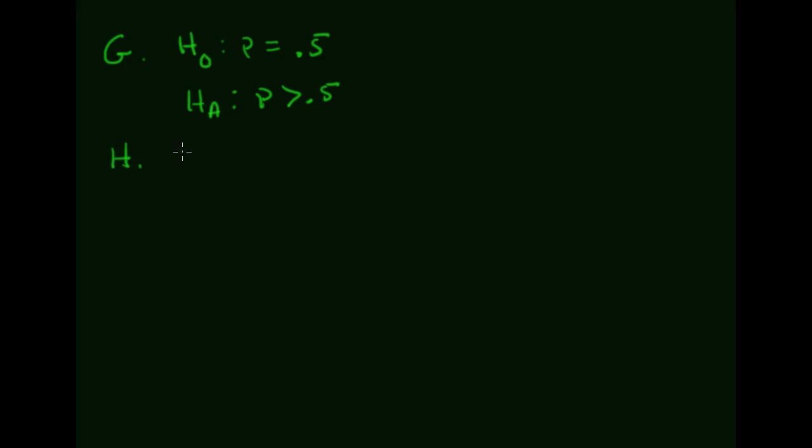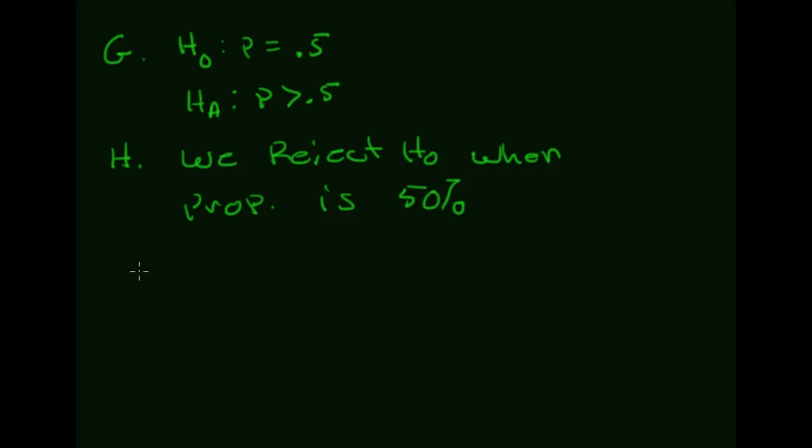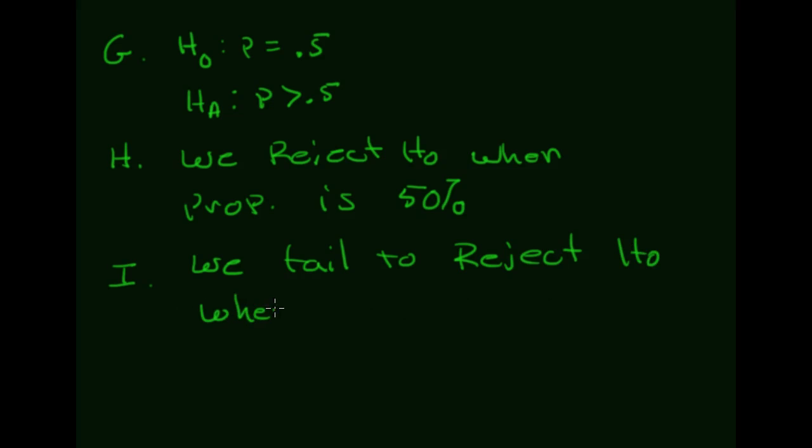The type 1 error is always we reject the null hypothesis when the proportion is 50% or 1/2 or 0.5. The type 2 error would be that we fail to reject H null when the proportion is not 50%. All right, so that's the third one.